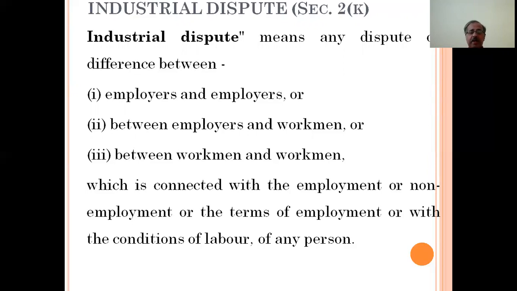According to section 2K, industrial disputes means any dispute or difference of opinion between employers and employers, or between employers and workmen, or between workmen and workmen, which is connected with employment or non-employment, or the terms of employment, or with the conditions of labor of any person. So any dispute related to these matters, between employer and employer, or between employers and workmen, or between workmen and workmen, is an industrial dispute.